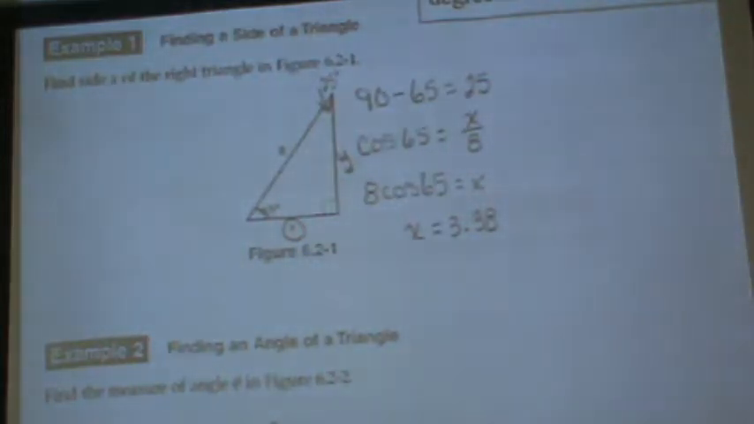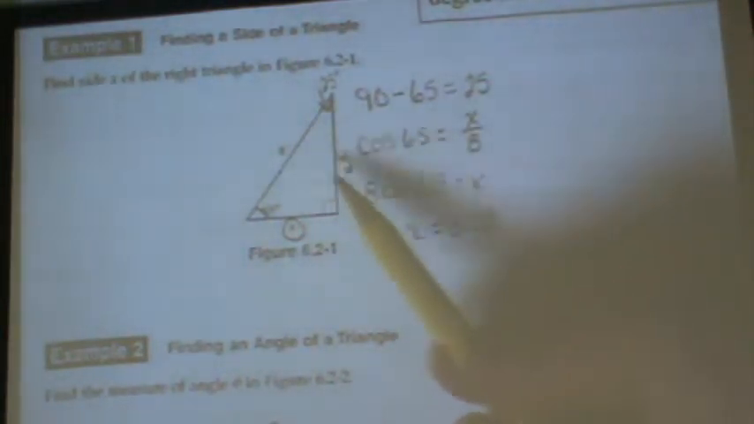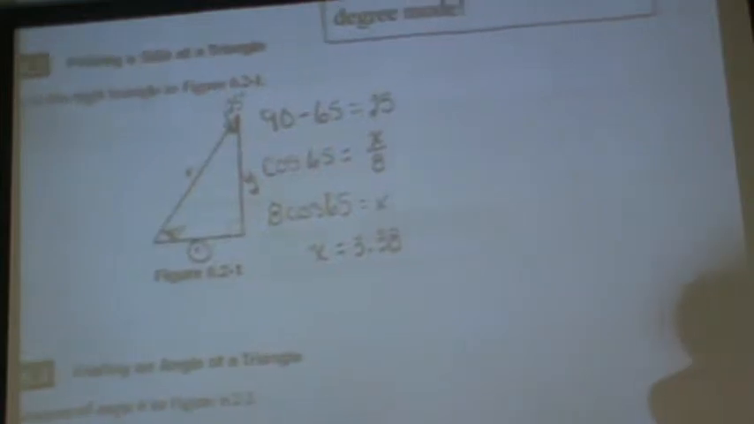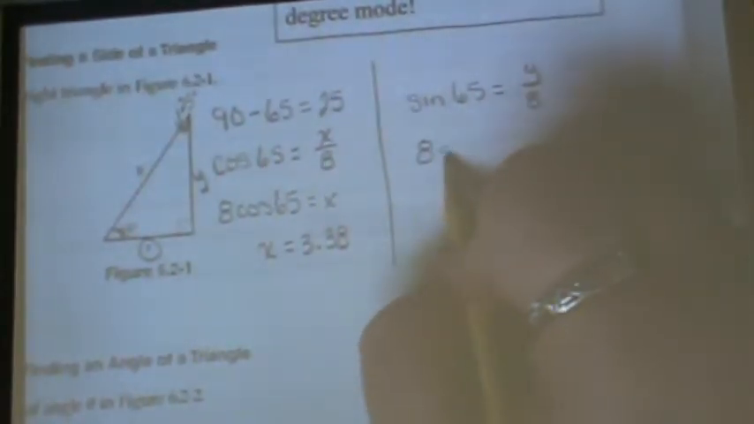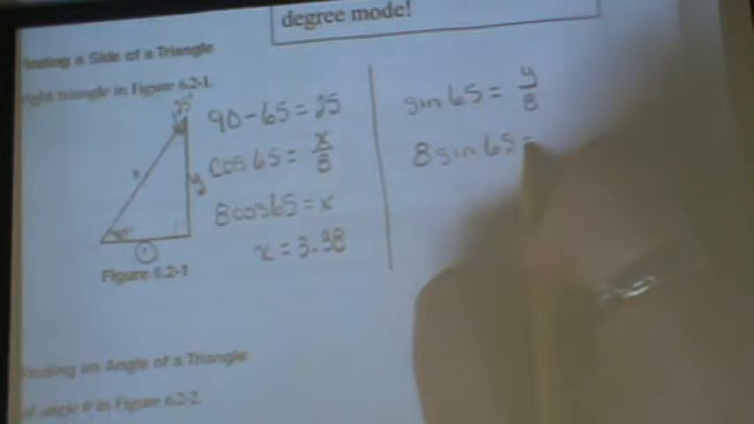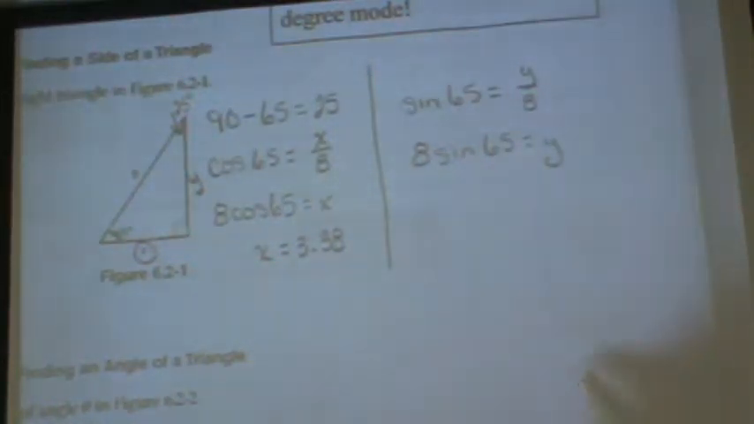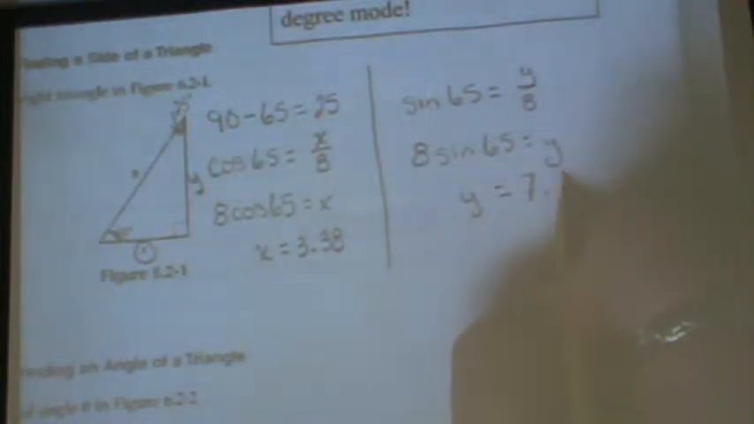Now if we wanted to solve for this longer side, it's not asking us to, but we can. We can name it y. And again, you can use whatever trig ratio you want. So again, using the 65-degree angle, we can do sine 65 equals y over 8. And then again, solving for y, and plugging that into your calculator, you get y equals 7.25.